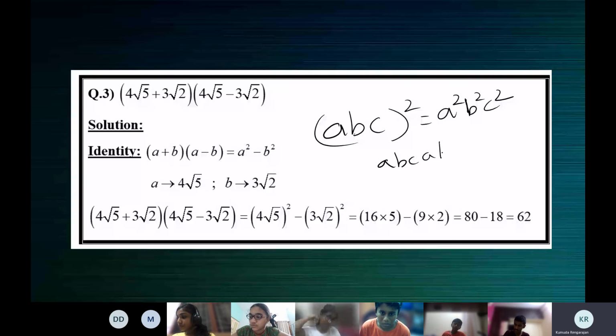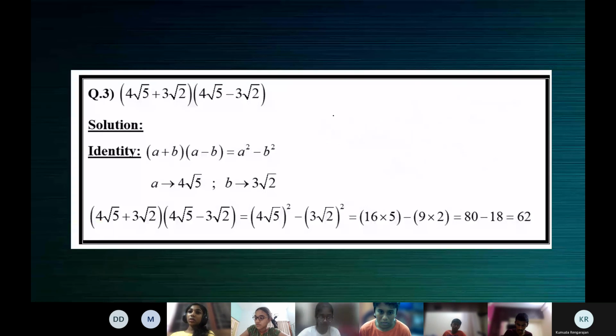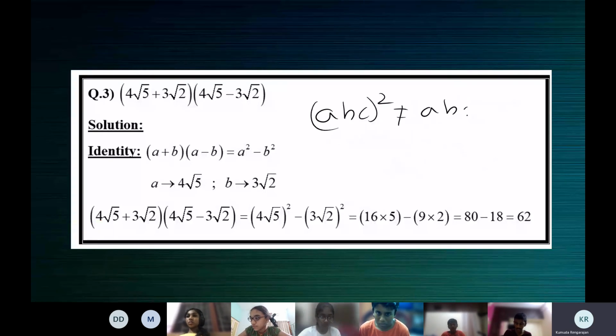It's not ABC, ABC. It is ABC, ABC, but it can be further simplified. A into A, A square. B into B, B square. C into C, C square. ABC the whole square is not ABC square. Remember that it's not ABC square. It's A square, B square, C square.